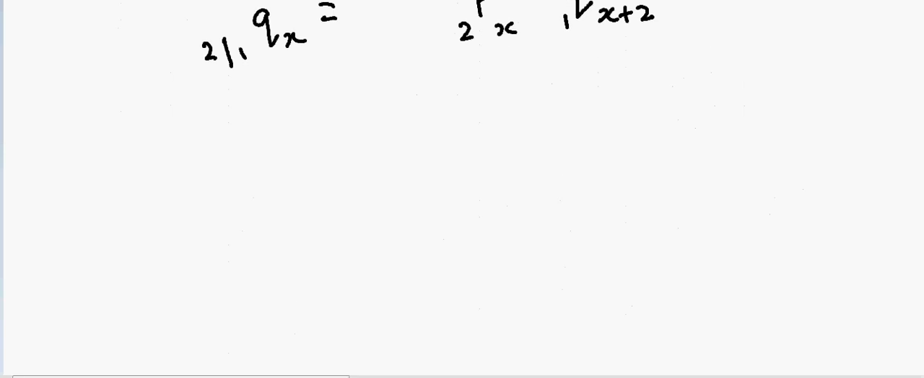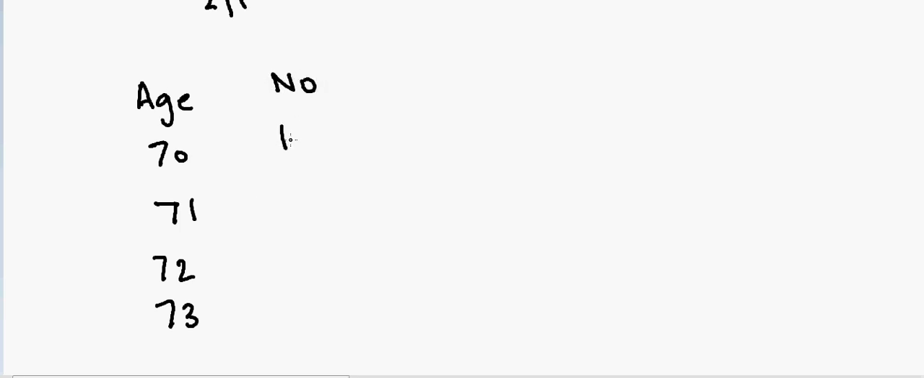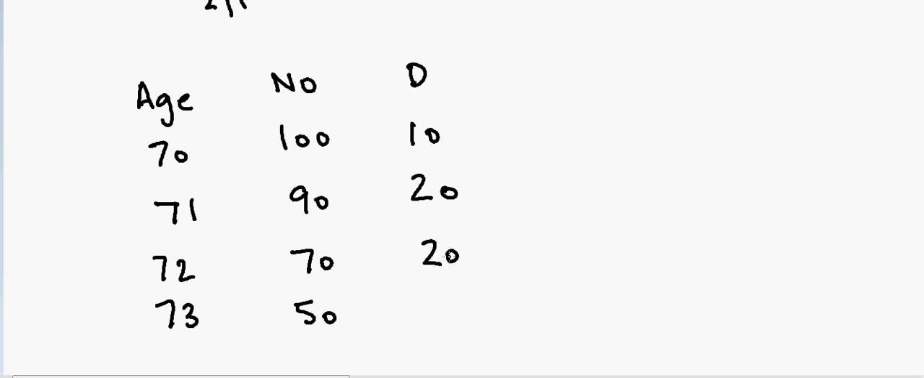Now, life tables. Sometimes we are given life tables. This has the following columns: age, and suppose the age starts from 70, 71, 72, 73, and we have numbers. The numbers will be like 100, 90, 70, and 50. What does it mean? It means that if we start with 100 people at age 70, then there will be only 90 people at age 71, only 70 at age 72, and only 50 at age 73. That means people died, and the number of deaths will be 10 at age 70, 20 at age 71, and 20 at age 72.